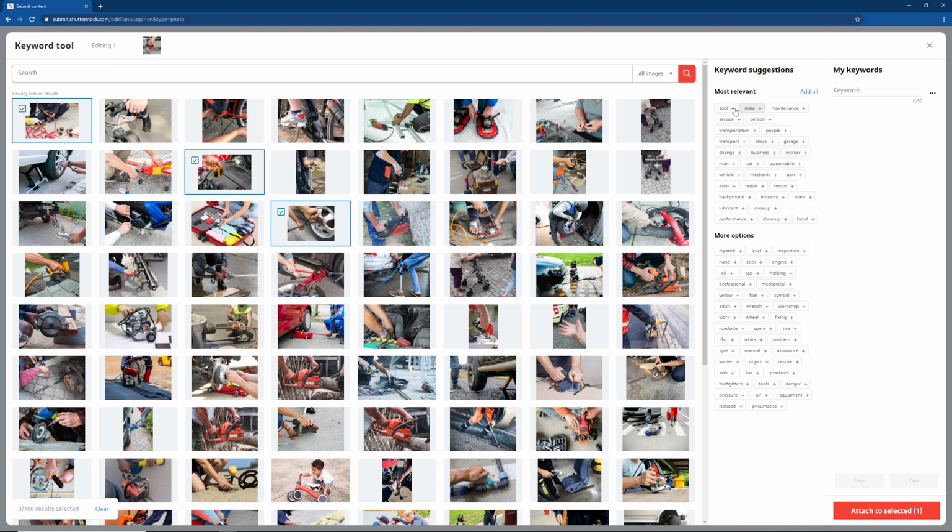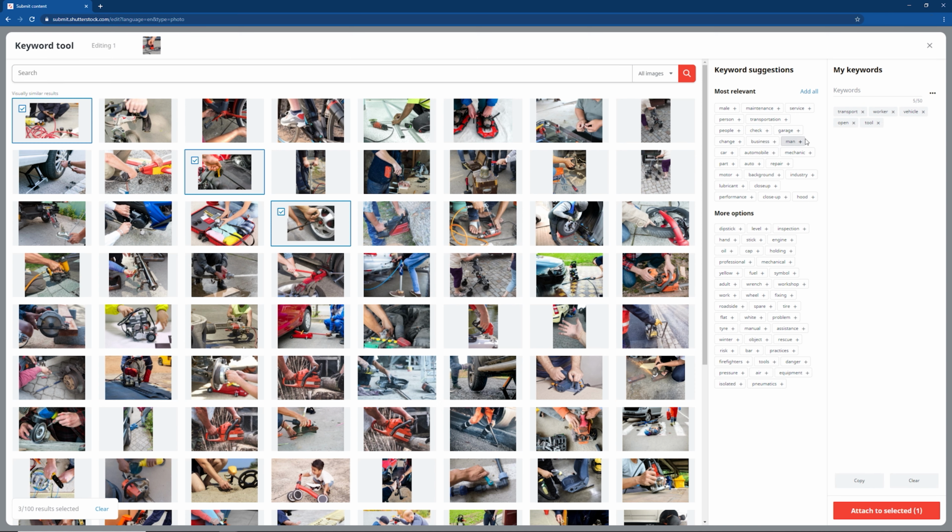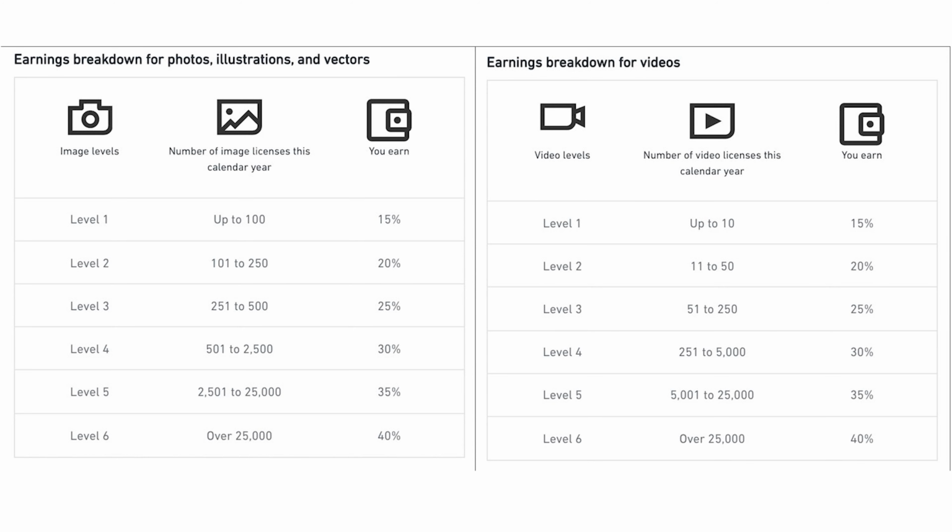Their acceptance ratio for me is hovering around 75%, but they have one of the lowest payout on the market. They also have a tier-based system where you can earn 15 to 40% for all your assets, which can be stock and editorial images, vectors and videos up to 4K.